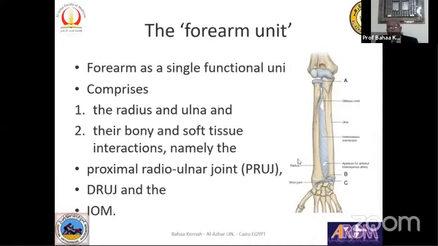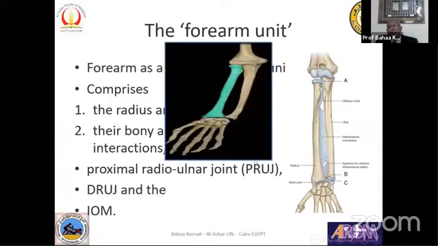The forearm unit is this. You have to consider the forearm as one unit. It is called the forearm a single functional unit composed of the radius and the ulna, their bony and soft tissue attachments, and the proximal radio-ulnar joint and distal radio-ulnar joint with the interosseous membrane. So the forearm unit looks like a ring. This is the forearm unit, and this is like a ring.